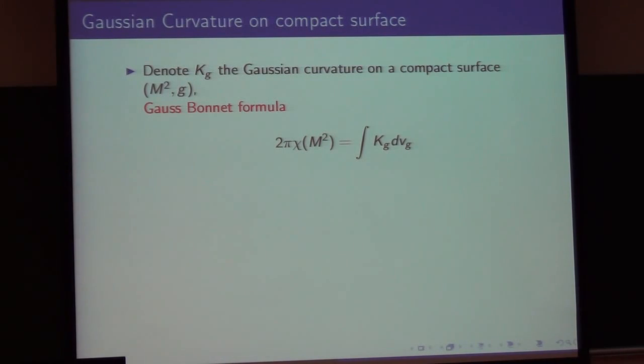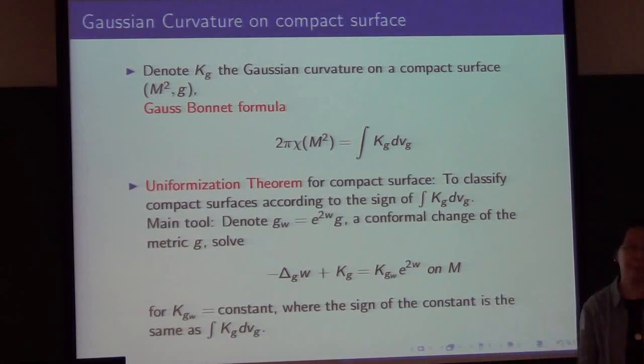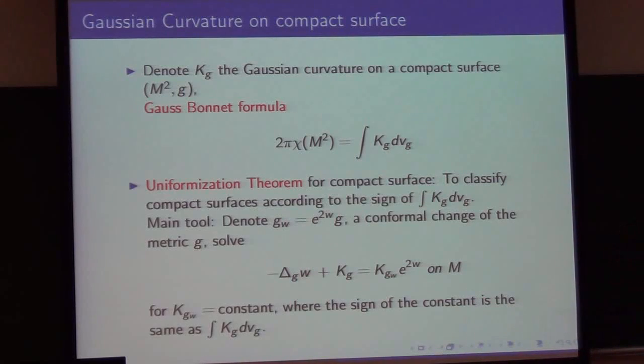So it's a beautiful formula. A consequence of the Gauss-Bonnet formula is the uniformization theorem. So you can classify the compact surface according to the sign of the Gaussian curvature.